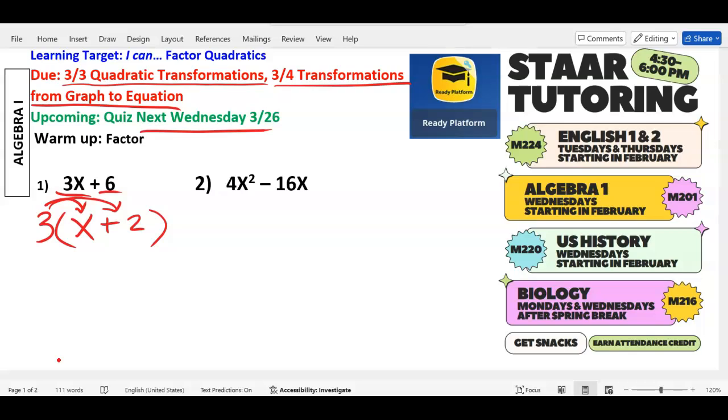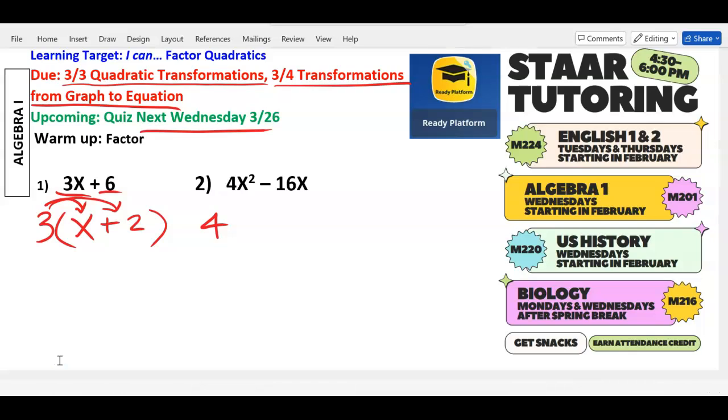So I would always try the smallest number, 4, okay? So 4 goes into itself, and 4 goes into negative 16. So 4 is my greatest common factor, okay? Hopefully you went over that in middle school, GCF, greatest common factor. What's the biggest number that goes into 4? Biggest number that goes into negative 16? It's going to be positive 4, okay?